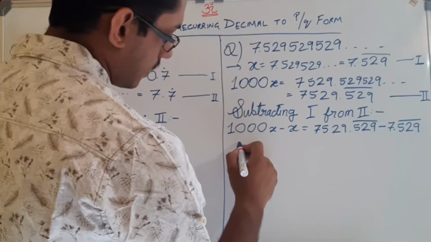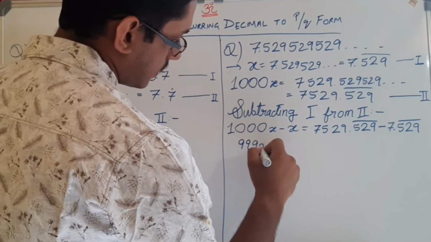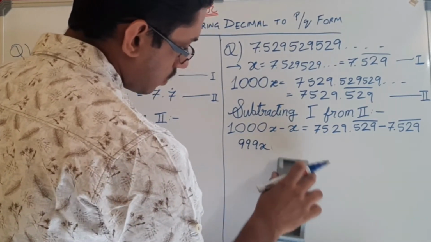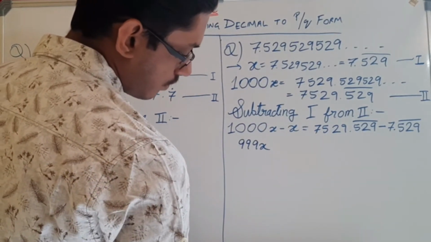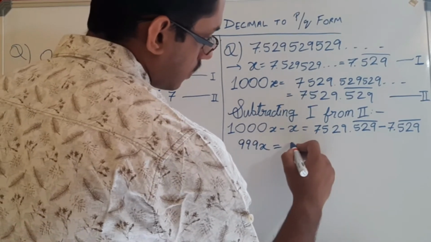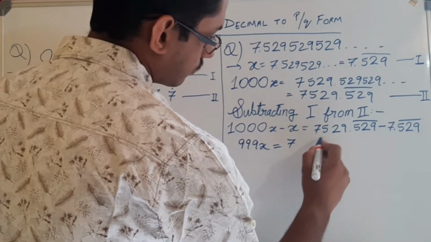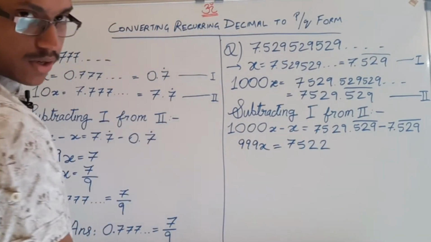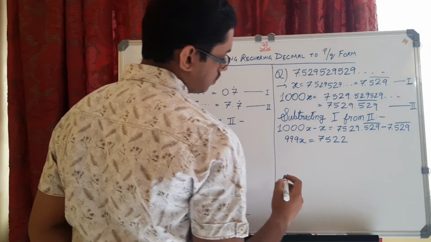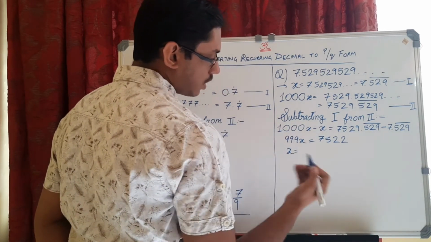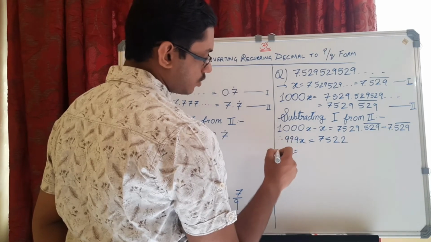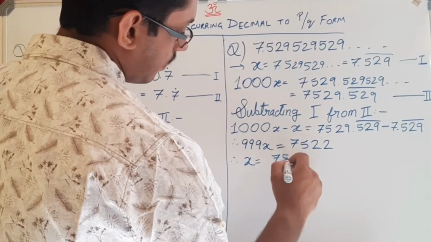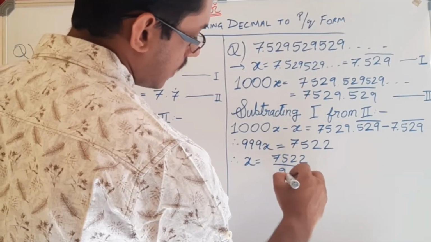Okay, 999x, this is equal to 7522. By subtraction we can see it is 7522. So now what is the next step? Remember to put therefore signs here. x is equal to 7522 by 999.